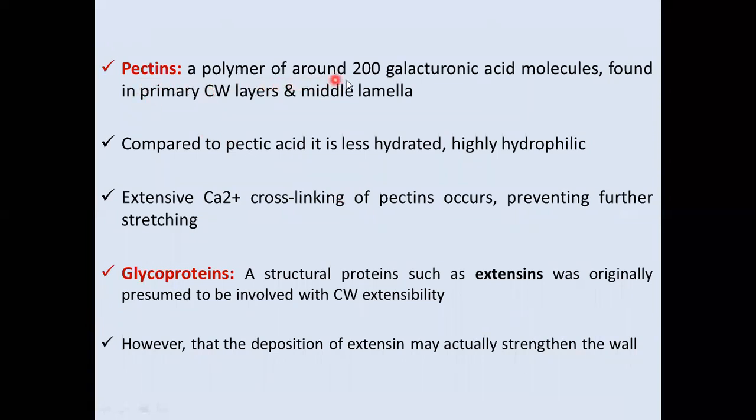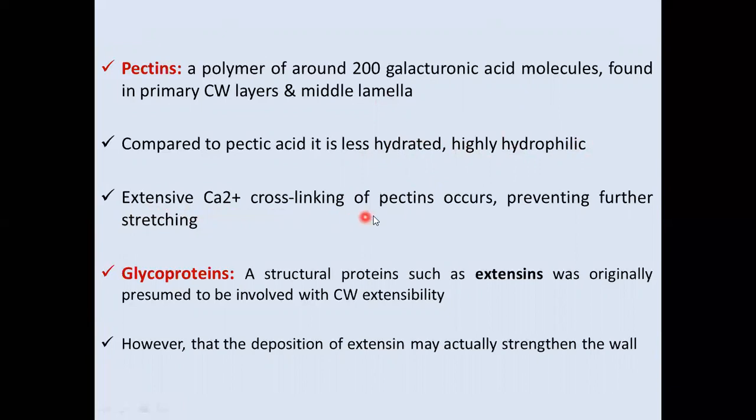Next one is pectins. It is a polymer of around 200 galacturonic acid molecules found in primary wall layer and middle lamella. So pectin is a larger molecule than pectic acid. Compared to pectic acid, it is less hydrated, that is, it contains less OH group, and it is highly hydrophobic, and this is more water soluble.